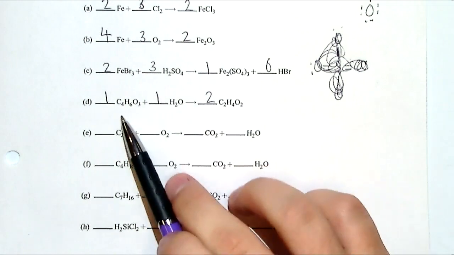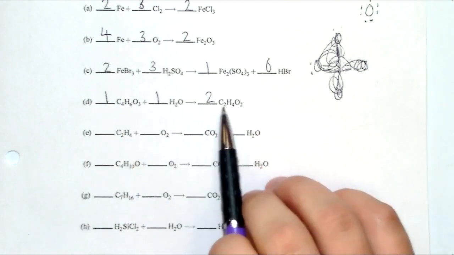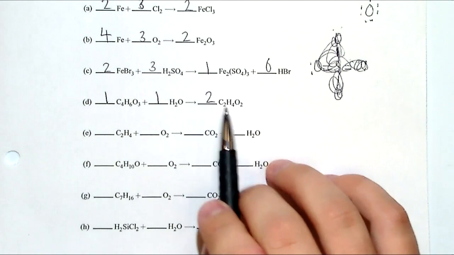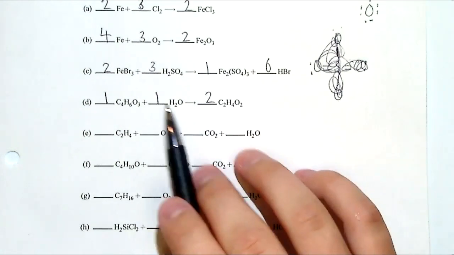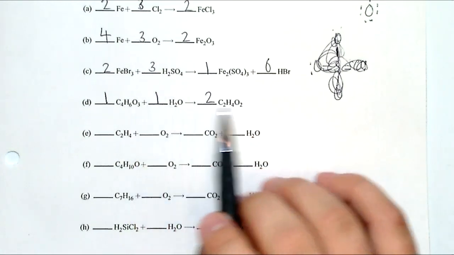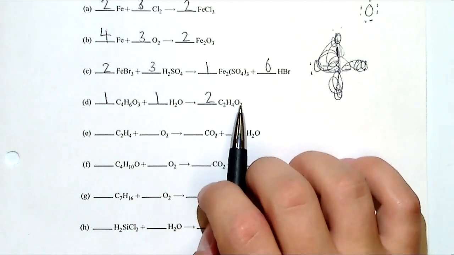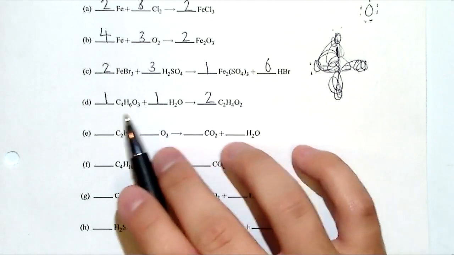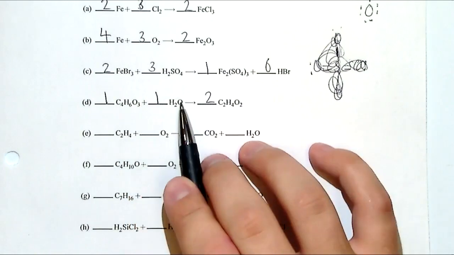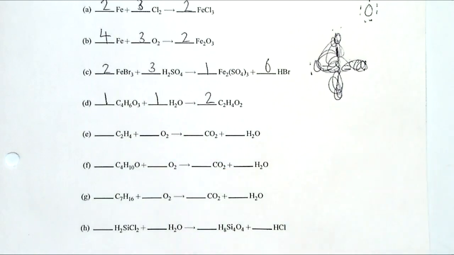Because as long as we check, we got the same amount of carbons on each side. We have the 8 hydrogens over here, and then we have 2 here and 6 here, so that's 8. And then we have 4 oxygens, right? Yeah, 4 oxygens, and then we have 3, and then 1 more is 4. So you did that one pretty well.